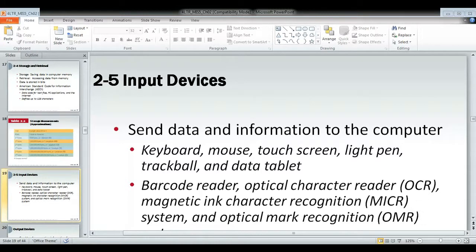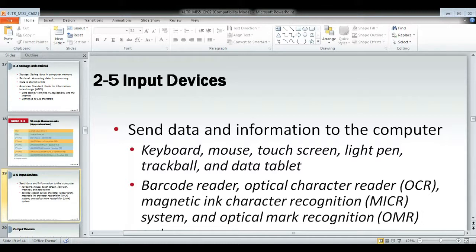Next, we will talk about input devices. Some of the input devices that you are probably familiar with are the keyboard. What is an input device? An input device sends data and information to the computer. They are constantly being improved to make data input much easier. Examples include the mouse, touch screen, data tablet, barcode reader, and light pen. All of those are input devices.